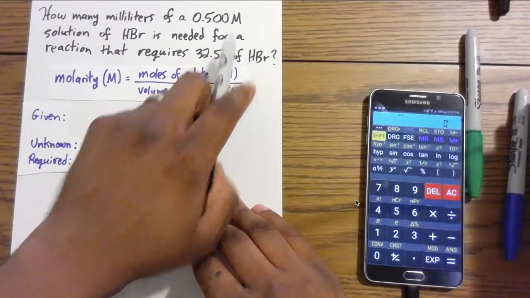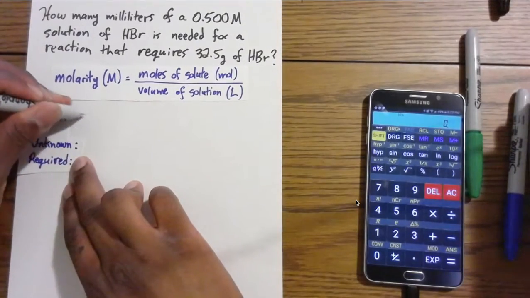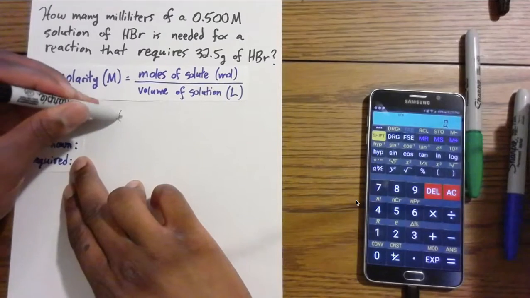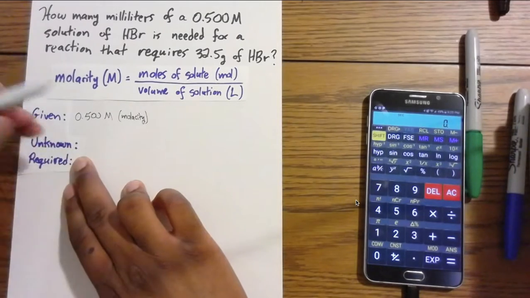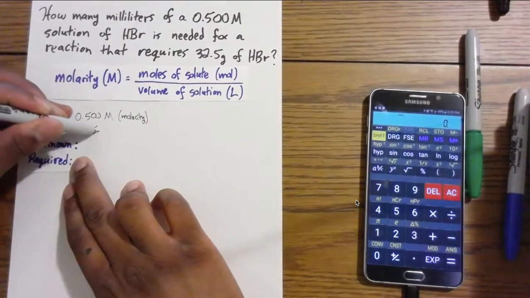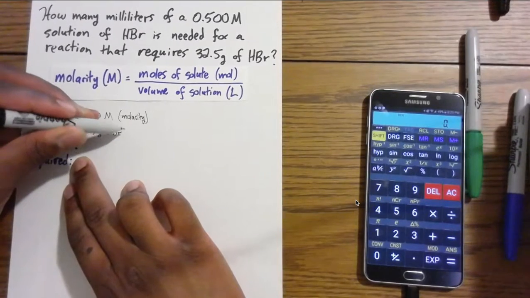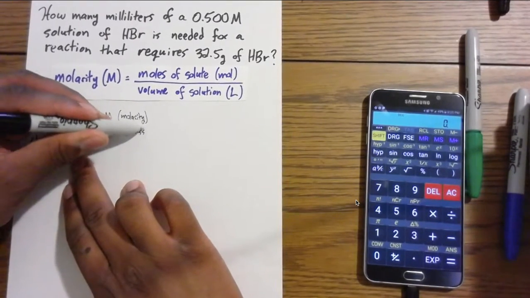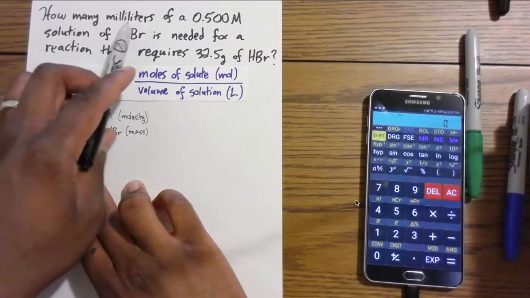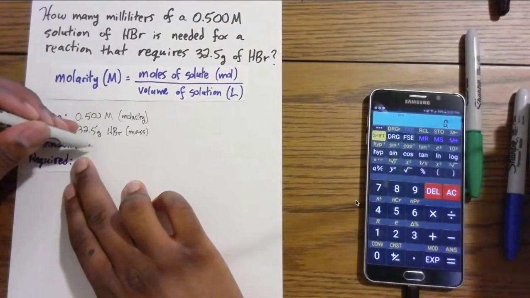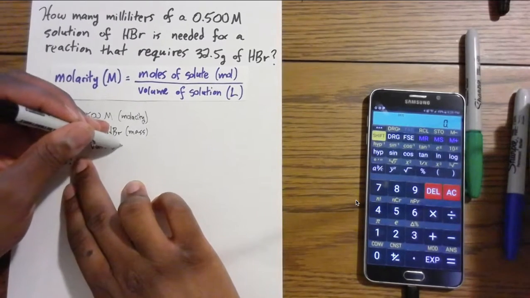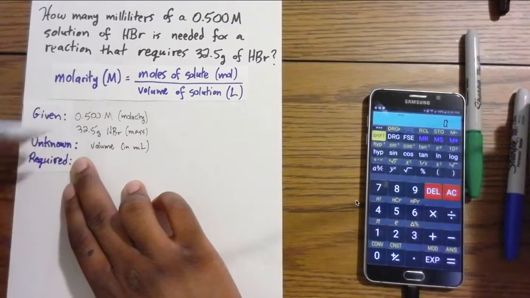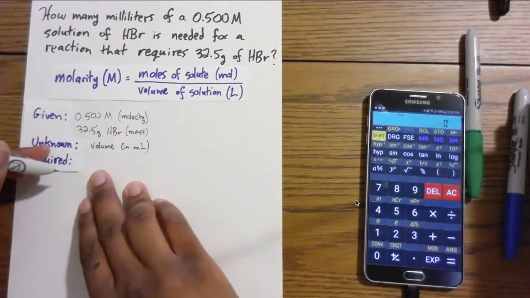Given the molarity, 0.5 molar solution, so molarity is given. Also given is 32.5 grams of HBr, which is the mass, and our unknown, how many milliliters of solution, so that's volume, which is unknown, and in milliliters. Alright, and so that's our unknown.